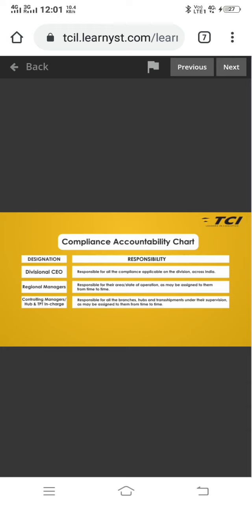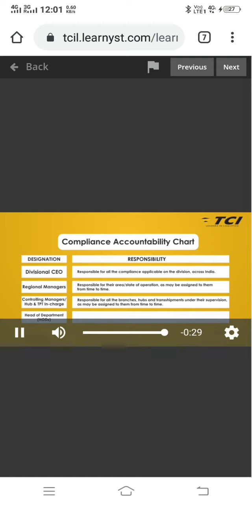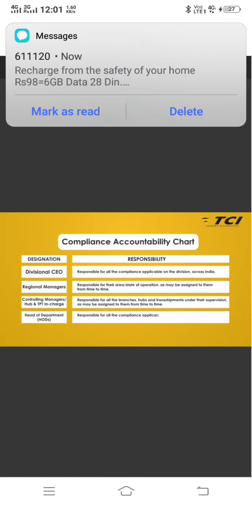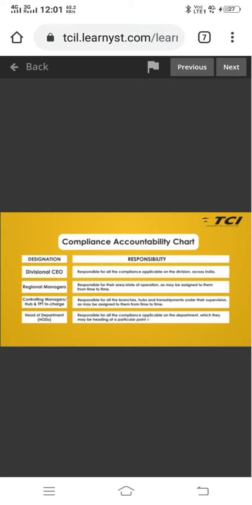Head of department, HODs, responsible for all the compliance applicable on the department which they may be heading at a particular point of time. Legal officer plays a coordinating role in fulfillment of all compliance activities in their respective region for all divisions.